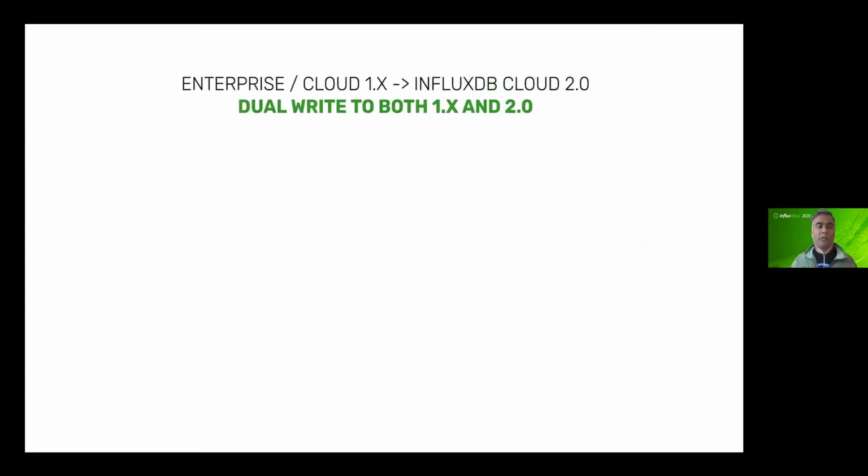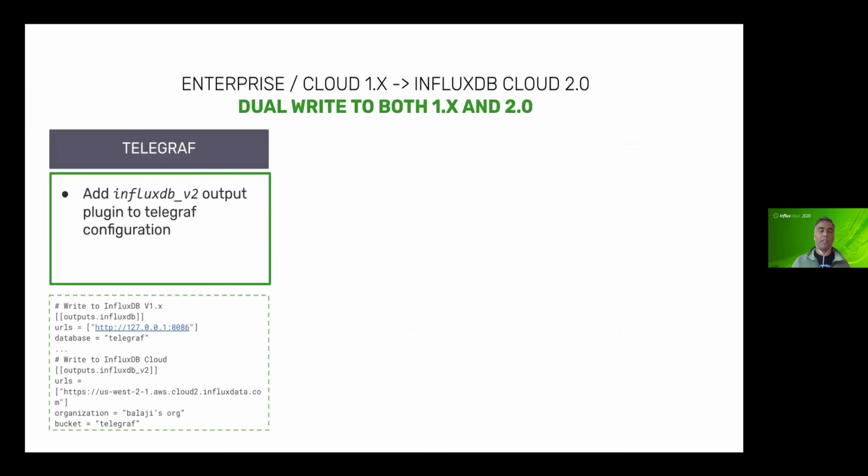This is pretty important. The first step is to do dual write to both 1.x and 2.0. Typically, people think about migration as, hey, let's get the historical data first. But this is the flip side. We want to do dual write first. Make sure you have data in both places, 1.x and 2.0. Make sure your dashboards work, your tasks work, your queries work, and so on. And then you can bring in historical data. And that's exactly what we're going to focus on.